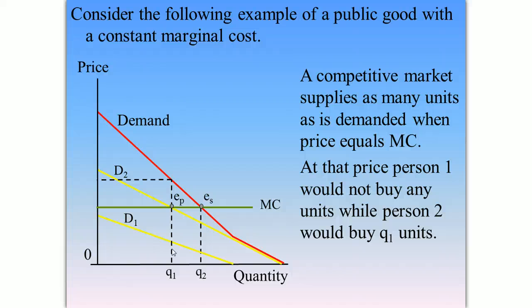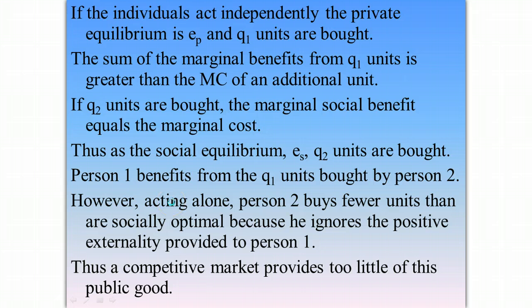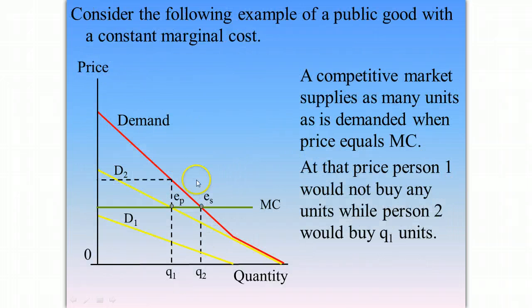So if you look at the market benefit, the market benefit of having Q1 security is actually up here. The clothes retailer benefits by this much, and the mobile phone retailer benefits by this much. So if we sum vertically, we end up here, where the benefit exceeds the cost. So the sum of the marginal benefits from Q1 units is greater than the marginal cost of the additional unit. And in fact, both stores would be better off if more security was provided.